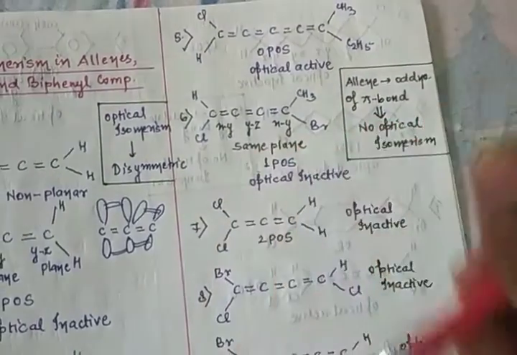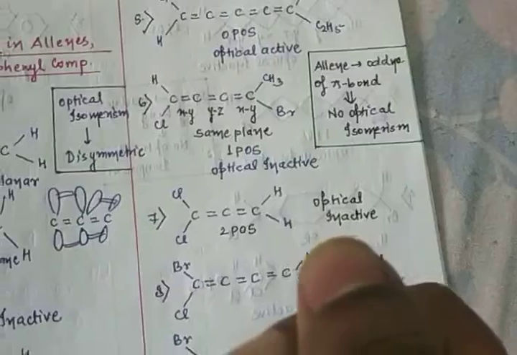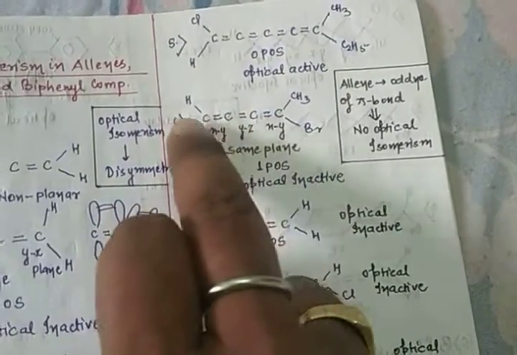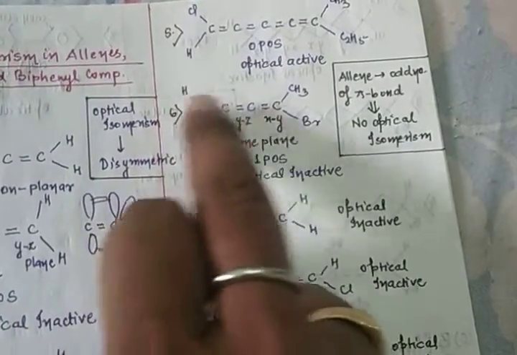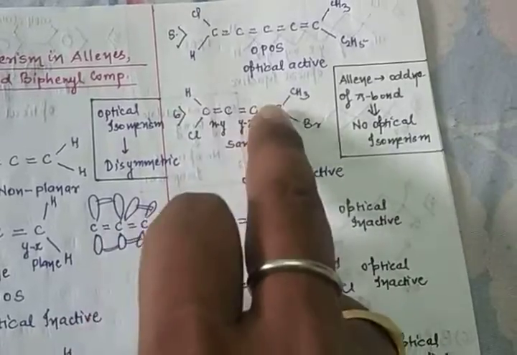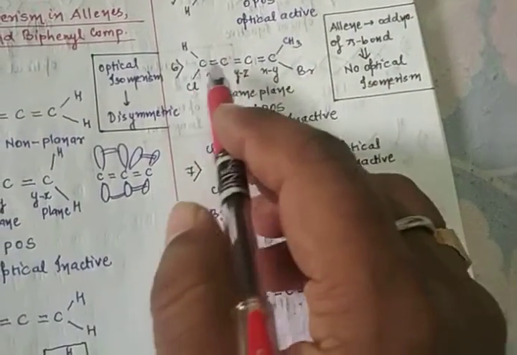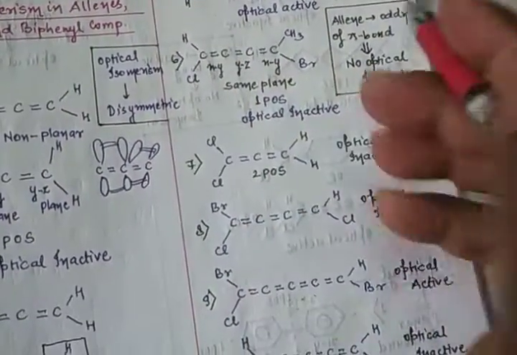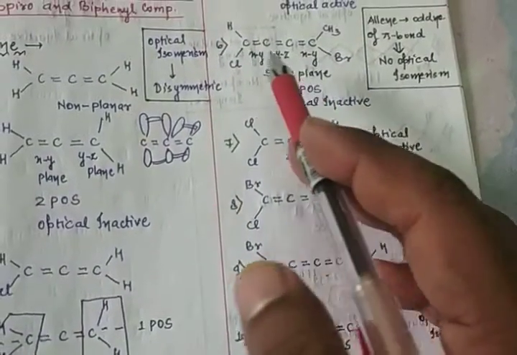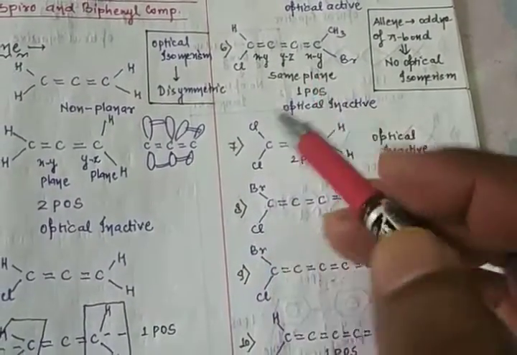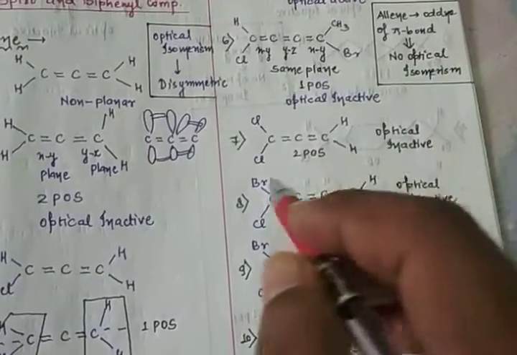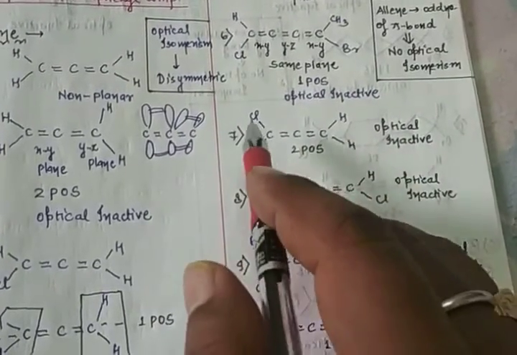So XY is in the same plane. So you cut from that side, so there is a planar. Same plane is there. It means there is no optical isomerism. So same plane, you count, cut from that side, so one plane of symmetry is there. Okay, so optically inactive. In the case of an odd number of double bonds, there is no plane, there is no optical activity. Clear?